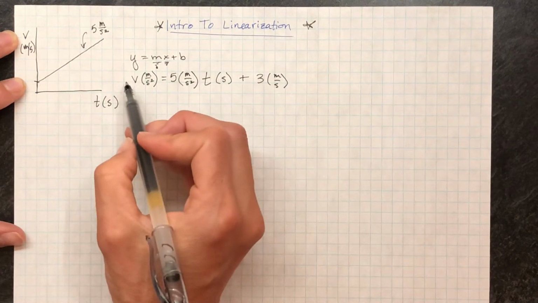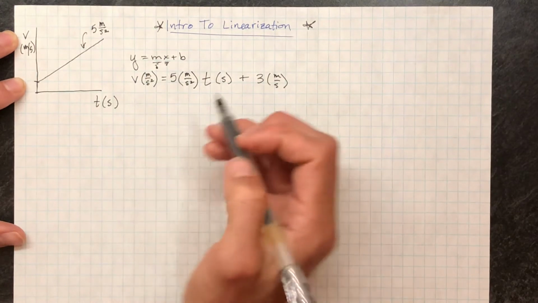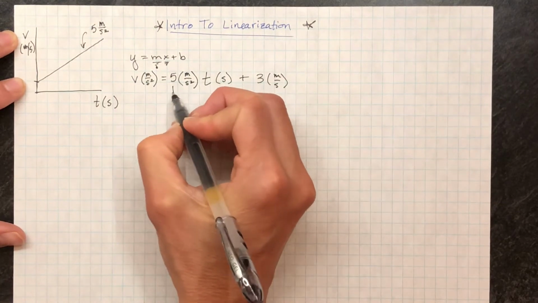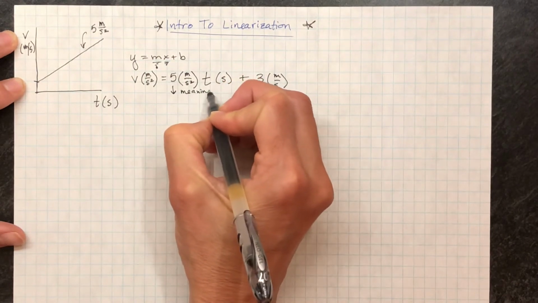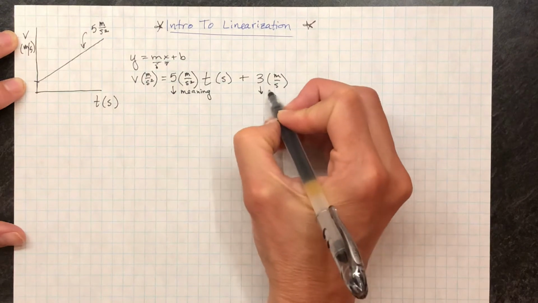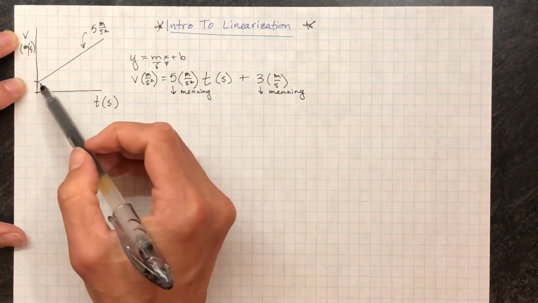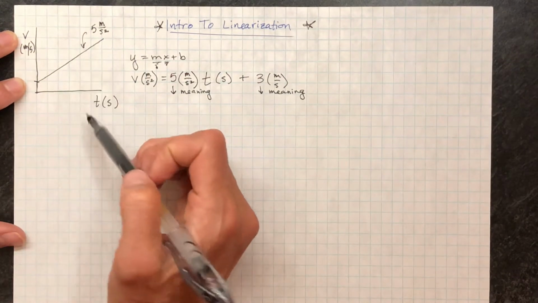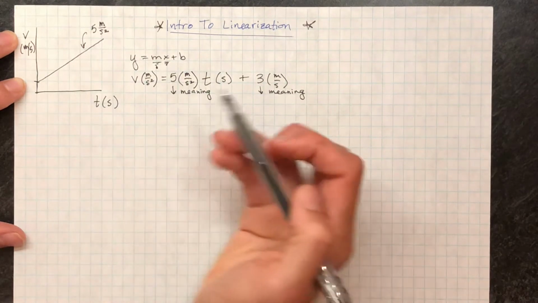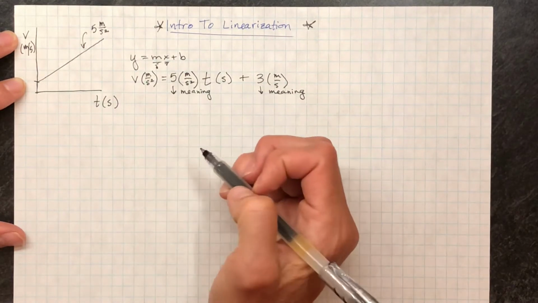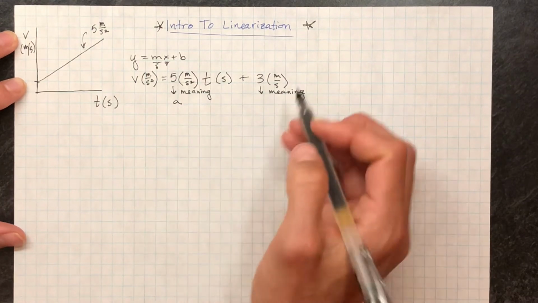Now, this would be the equation that's specific to my data, but if I wanted to write a general equation, I would replace the slope with the meaning of the slope, and I would replace the y-intercept with the meaning of the y-intercept. The slope is the rate of change of velocity, which is change in velocity over change in time, and the units are meters per second squared, so that tells us that the meaning of the slope is acceleration.